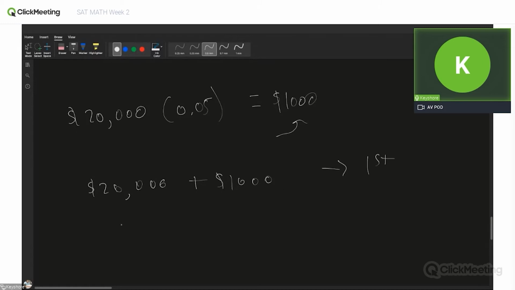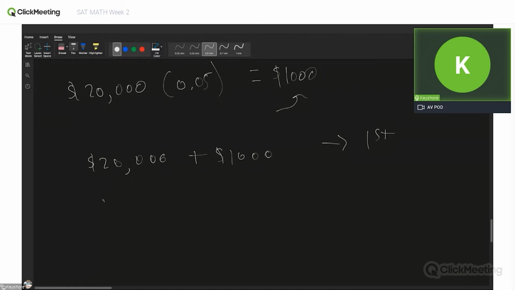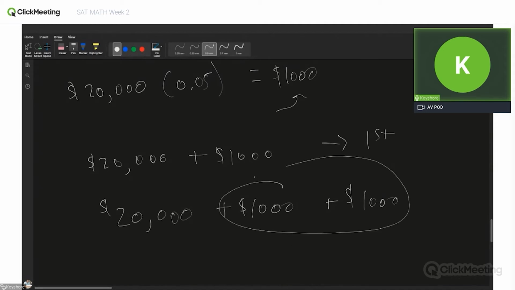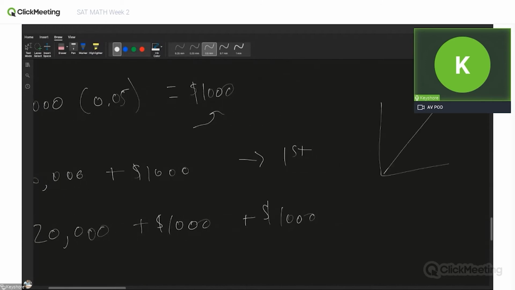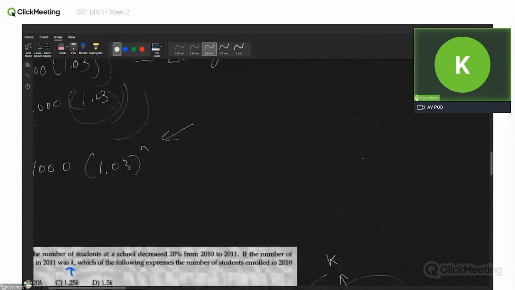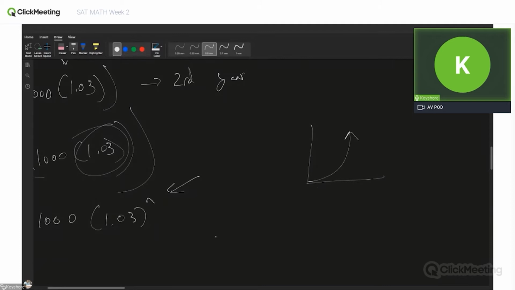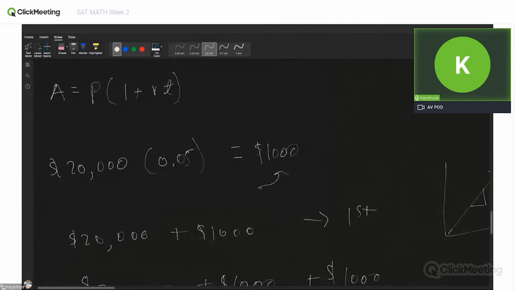At the end of the second year, all they do is take your first year's amount, which is 20,000, whatever you had before, and just add another $1,000 on top of that. So it's just continually adding $1,000 to your account. You can probably see why compound interest is better, because this is a linear model. As time goes on, for each year you're only going to add about $1,000, compared to this, where you're continually growing exponentially. So that's the difference between these two models.